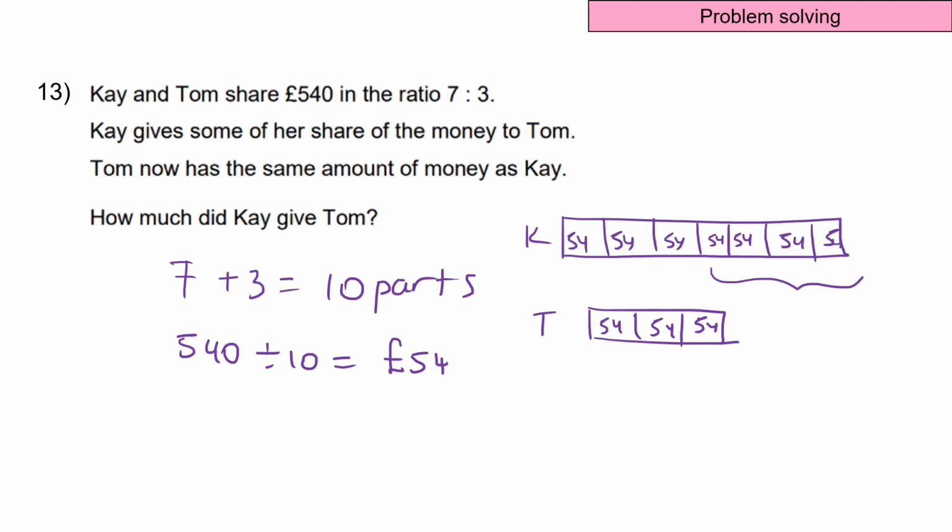So if there are 4 54s, if 2 54s were given to Tom, then they would have the same amount. So 2 times 54 is going to be 108. So that's how much K gives Tom. Or you could just do 54 plus 54 plus 54 plus 54, which is the 4 sections, halve it, and give each the half, which is going to be 108 again. And that's how much K is going to be giving to Tom, and that's going to be £108.